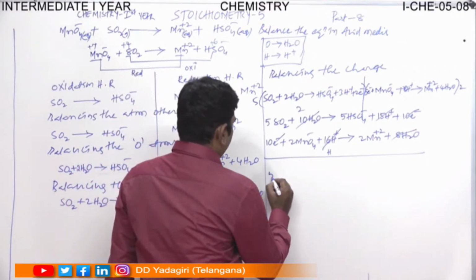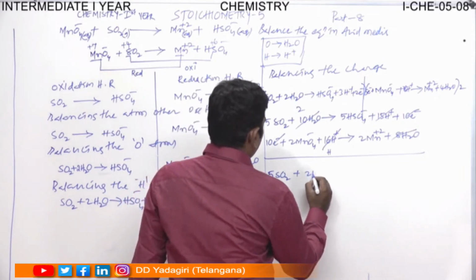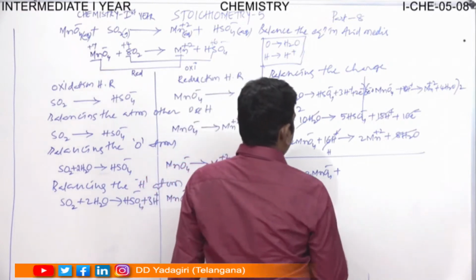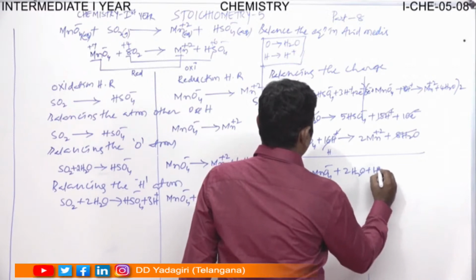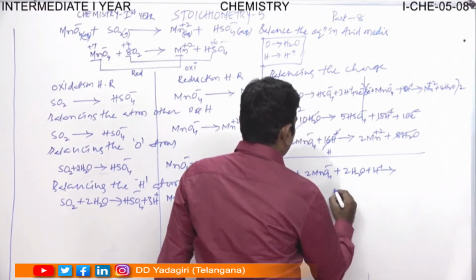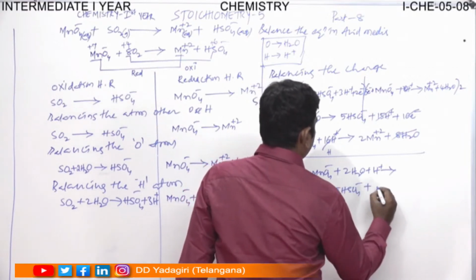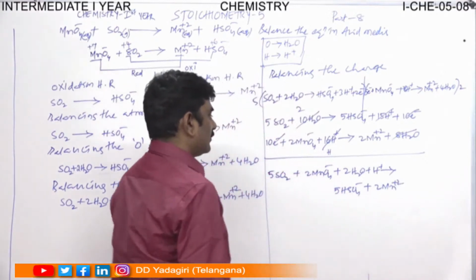So now, 5SO2 plus 2MnO4 minus plus 2H2O plus 1H plus will give 5HSO4 minus plus 2Mn2+. Is there anything remaining? No.